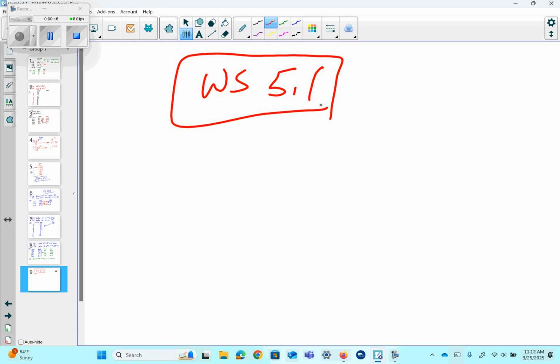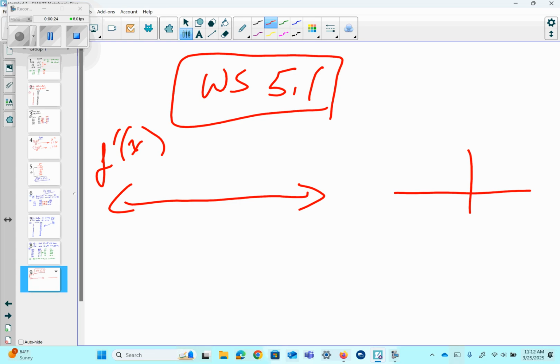So problem number 1, which mine's cut off a little bit, but they want us to show the F prime chart based off of this graph. So let's see, we have -3, -4, +1. So this kind of comes up and does one of those.